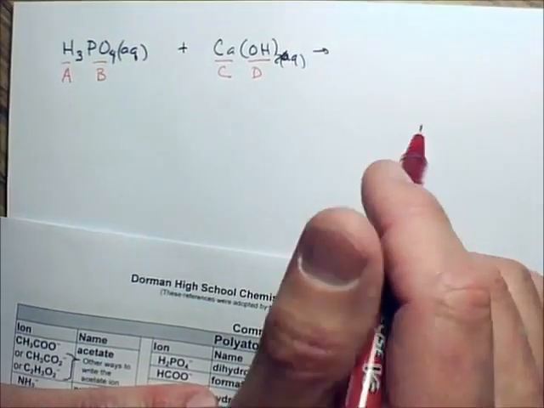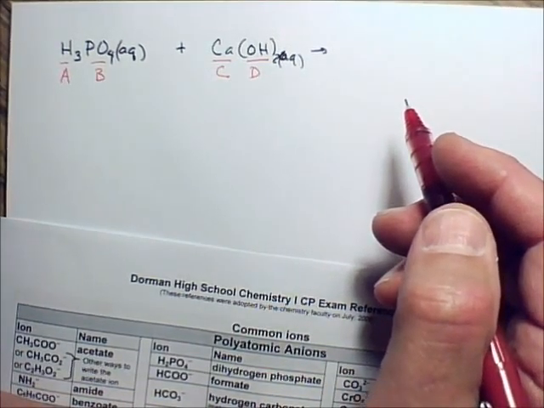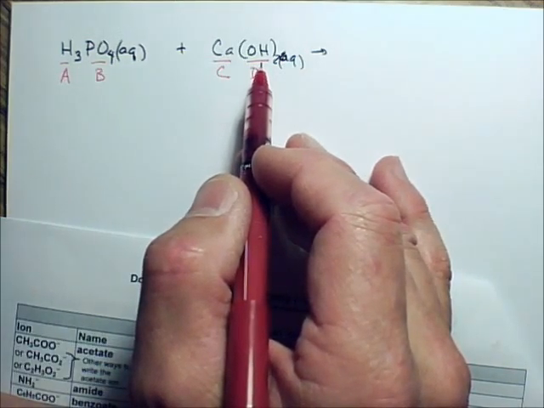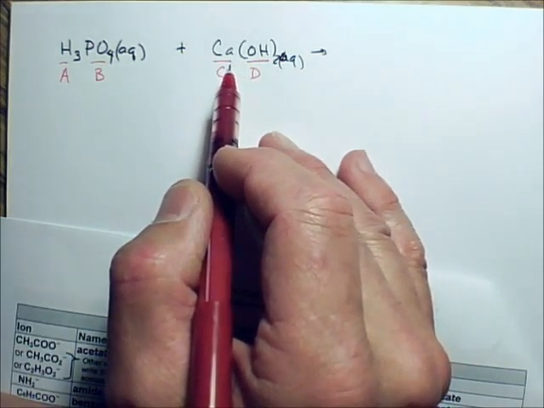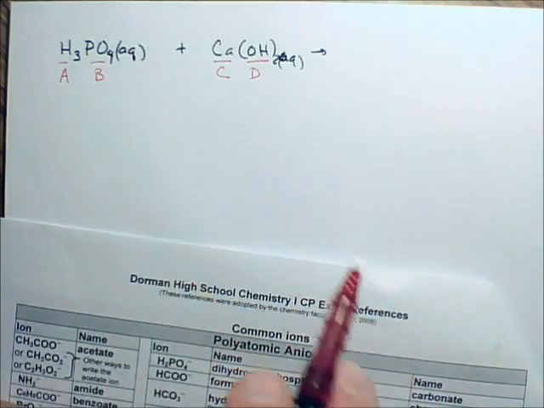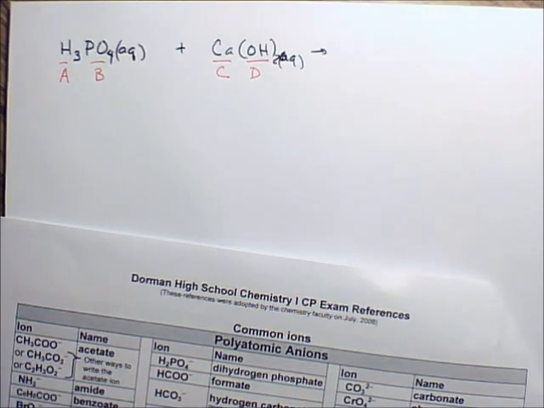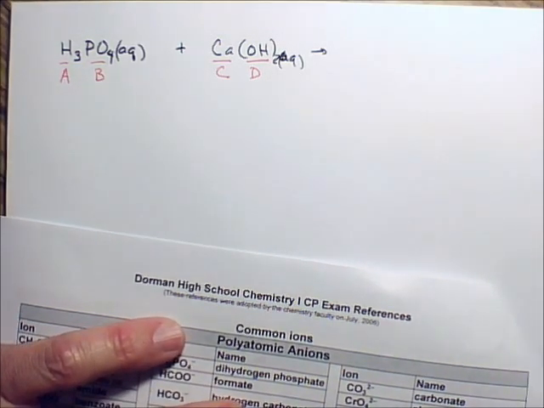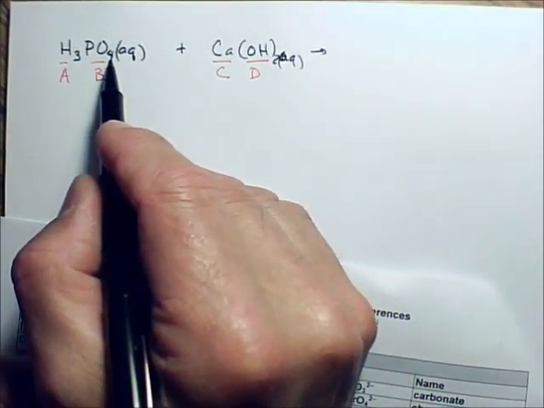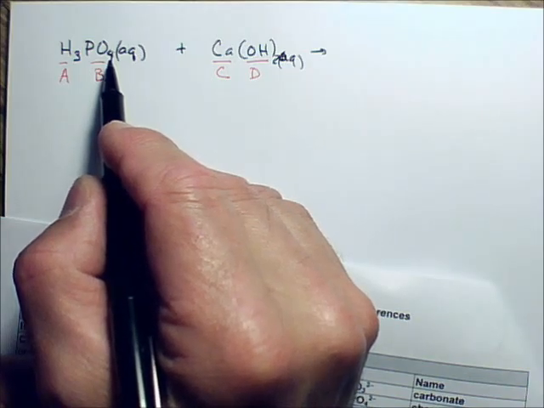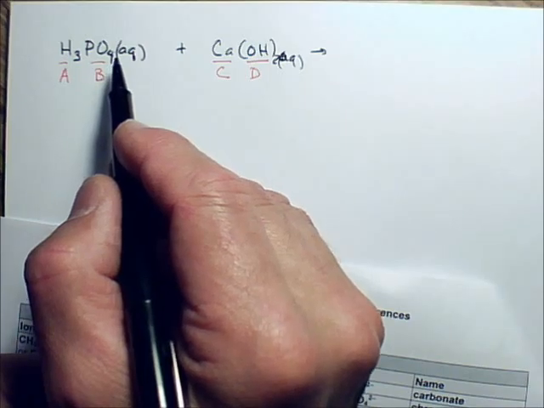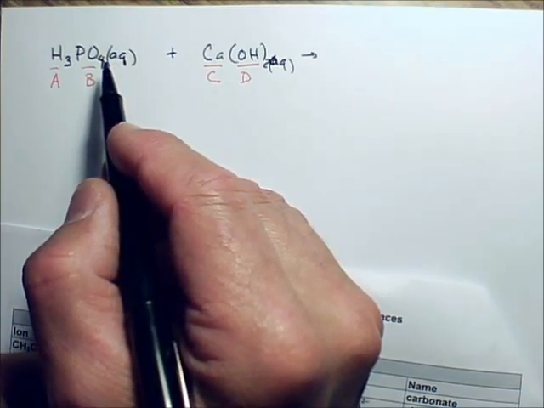What's going to happen in a double replacement reaction is the front part of one compound is going to join up with the back part of the other. The front part of this compound is going to join up with the back part of this. So the first thing we're going to do with a double replacement reaction is to switch things around. The thing to remember, subscripts only travel when they are part of the formula of a polyatomic ion.